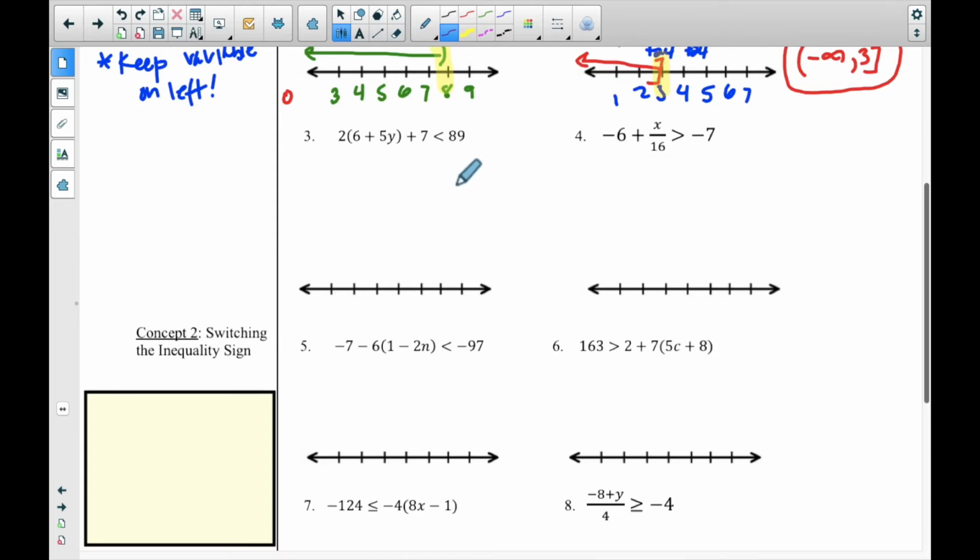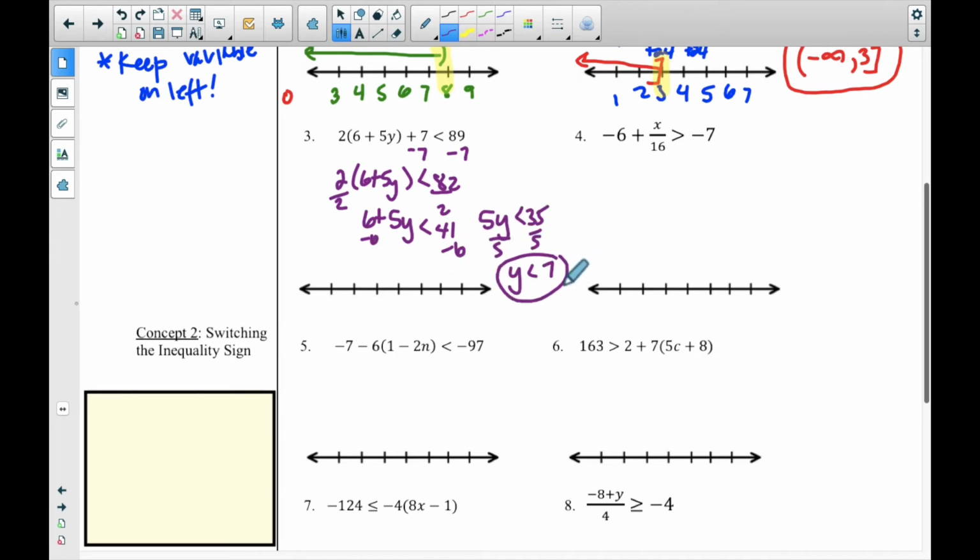All right, let's look at number 3. Once again, I have to do my subtraction before I can do anything else. Okay, I subtract my 7, I've got 82. I could just divide by 2. You don't have to, you could distribute that. But I would rather make it a smaller number problem instead of making it bigger. And so this is going to be a little bit easier for me. So I finish up my problem, I get y is less than 7. And so I go to my 7, it's a parenthesis because it's less than, not equal to. And this means that my interval answer would be negative infinity all the way up to 7.